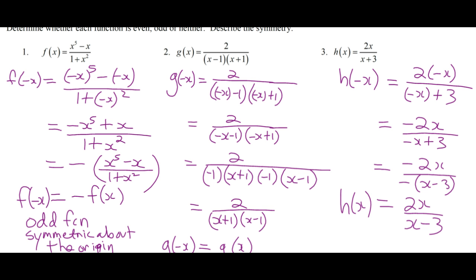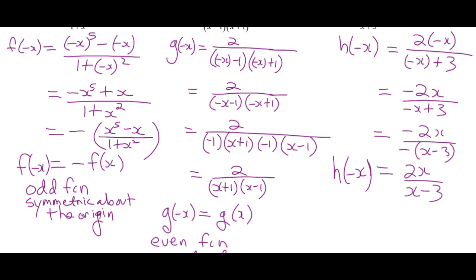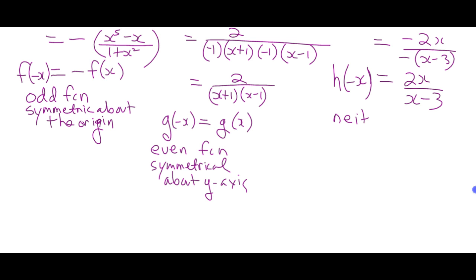So how do these two compare? They're not equal, and it's not the negative of the other. So h of negative x is not the negative of h of x, so it's not odd. Nor is it equal to h of x, so it's not even. So it's neither. So there is neither rotational symmetry about the origin nor symmetry about the y-axis.